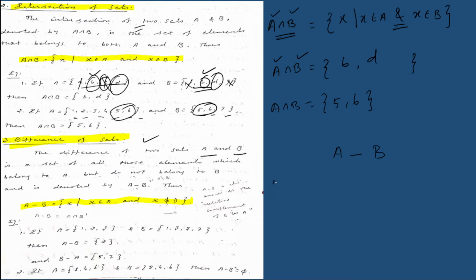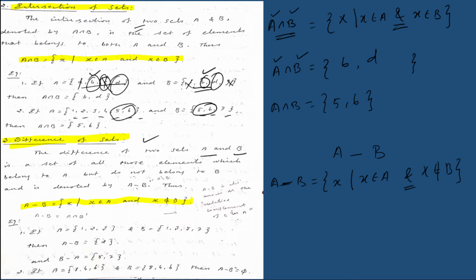Okay, so you can write A minus B as the set of all X such that X belongs to A and, use the word and correctly, X doesn't belong to B, which means the elements that belong to A but are not elements of B. Then you can write the elements of A minus B.